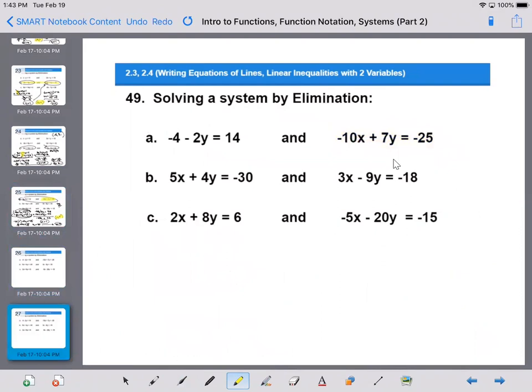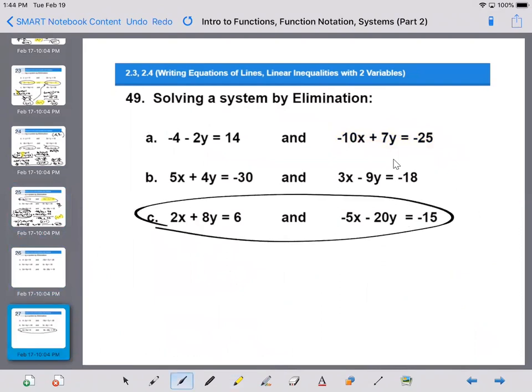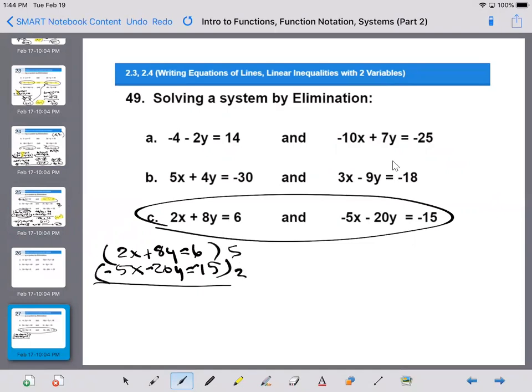So let's look at one more. Let's look at this one here, and then we'll end. So 2x plus 8y is equal to 6, and negative 5x minus 20y is equal to negative 15. So I need to pick which one I want to eliminate. So I'm going to multiply this top one by 5 and the bottom one by 2 so I can eliminate x. So just remember you have to distribute to everything.